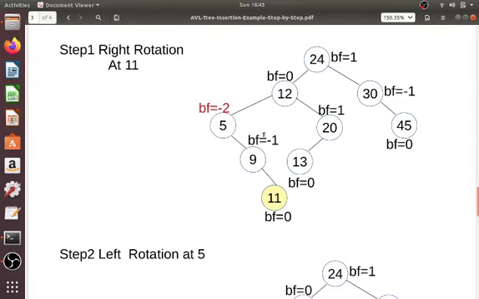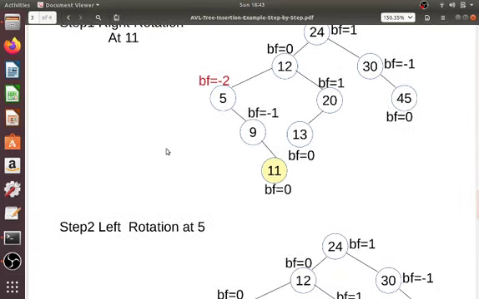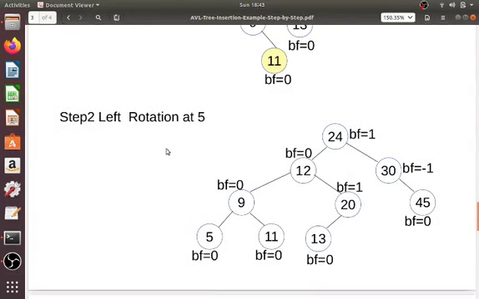As step 2, we carry out the left rotation at 5. So the resultant subtree is this. As we can see in this subtree, all the balance factors have been restored to the permissible limit of -1 to 1. Further, we observe that the height of this subtree has been restored to 1, which was the case earlier before this insertion. As the height of this subtree has not changed, the balance factor recalculation at 12 and 24 is not required.